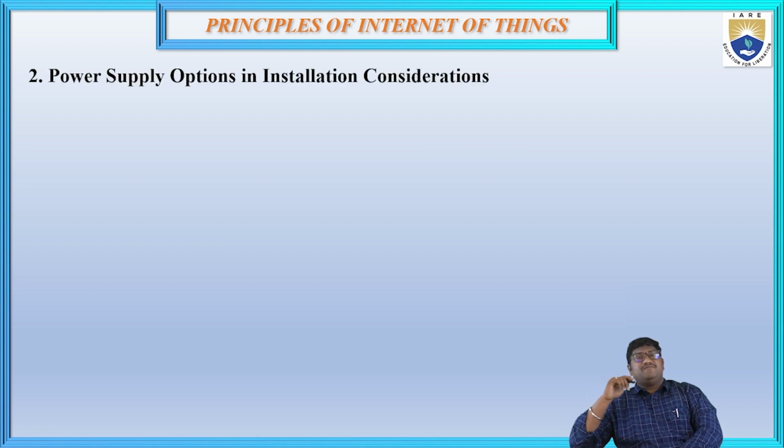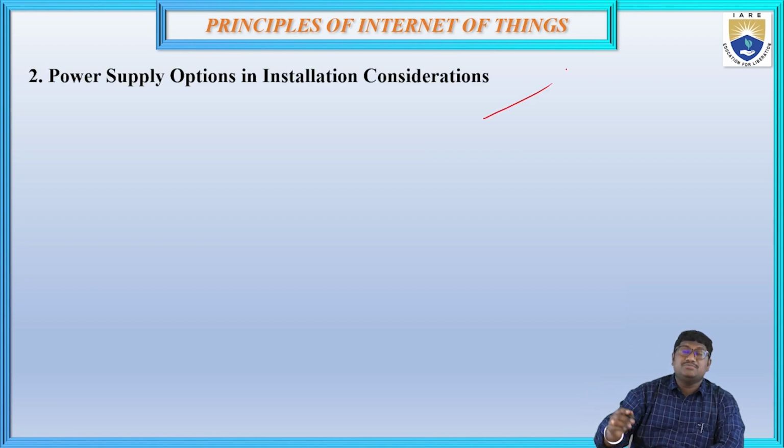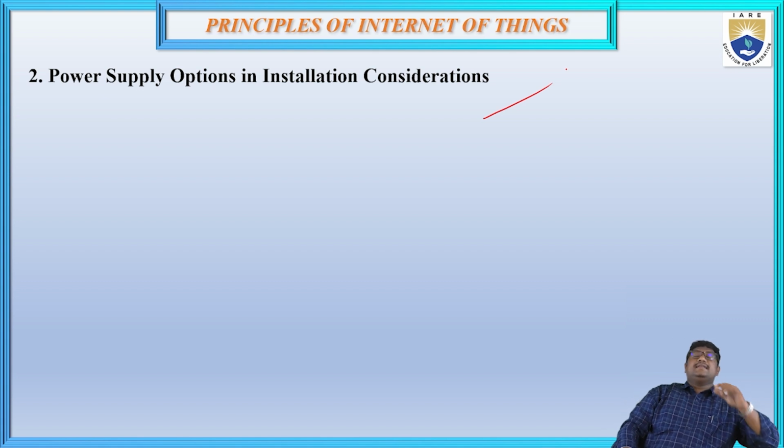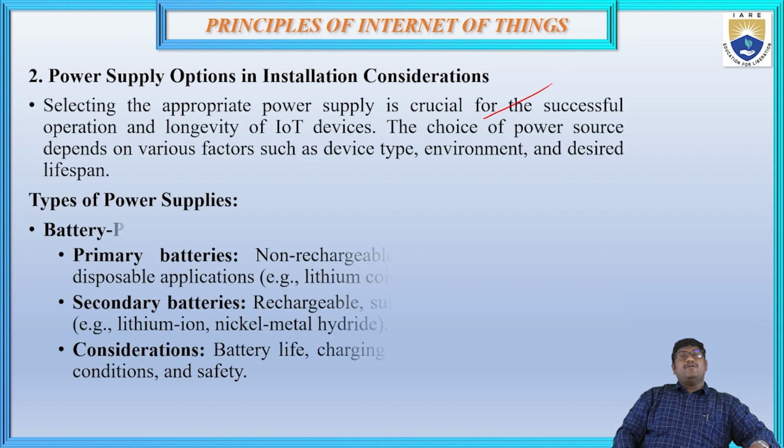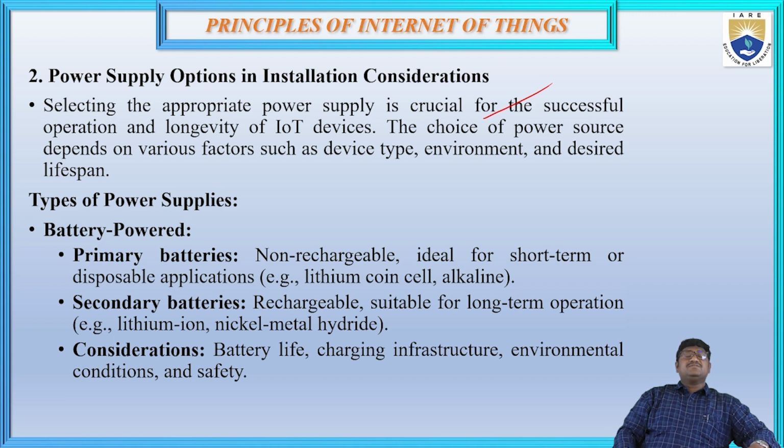And coming to the second factor, which is power supply options for installation consideration. What are the things which have to be considered at the time of power supply? The first one is you need to select an appropriate power supply, which is crucial for the successful operational longevity of IoT devices. What are the different kinds of power supplies? Battery power supply, which covers primary batteries, secondary batteries, and considerations.